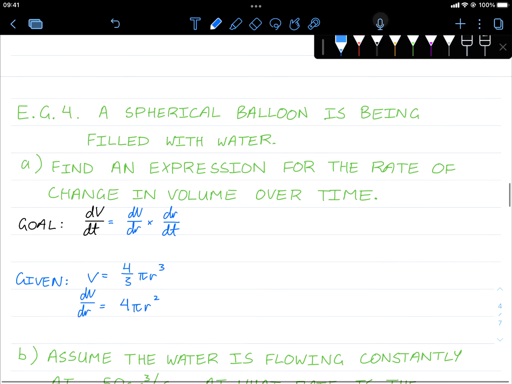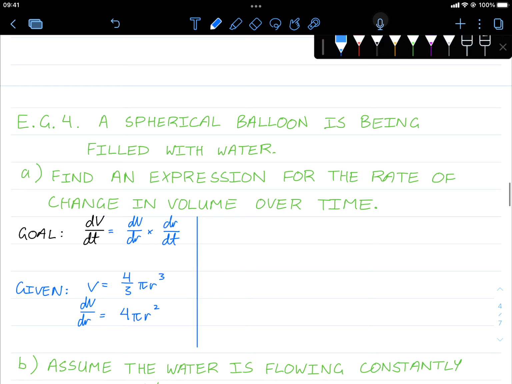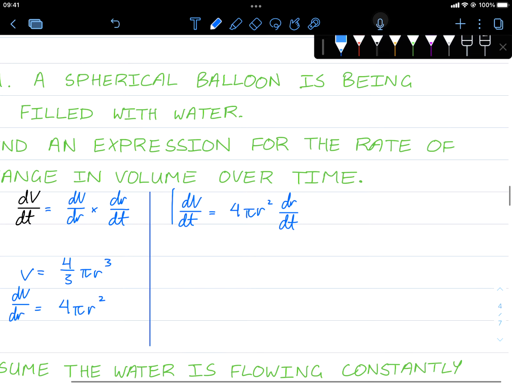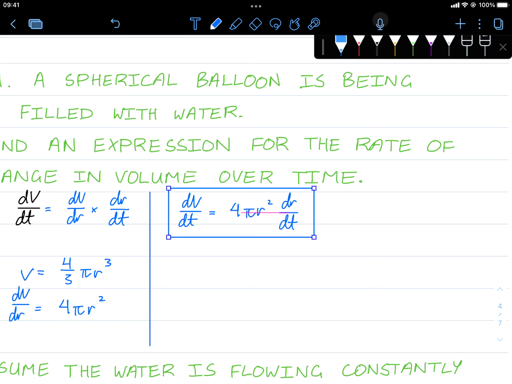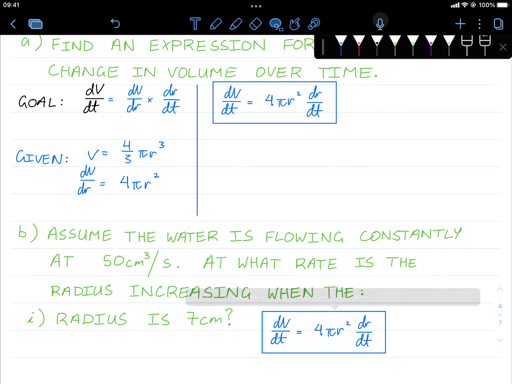However, from the question we've been given, there is no such information. So I believe at this stage, all we can work with is leaving it at dV on dt equaling dV on dr, which is 4 pi r squared, times dr on dt, which we will leave like so. So this is all we can work with. Okay, let's move on to the next question. Let's actually copy this because we're going to be needing it for the next part.